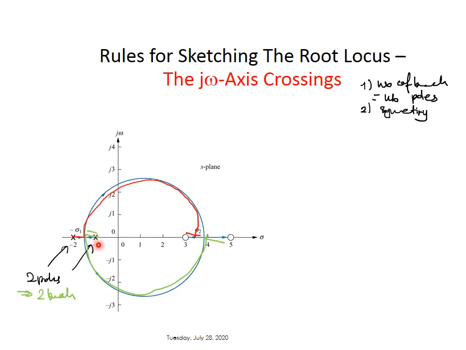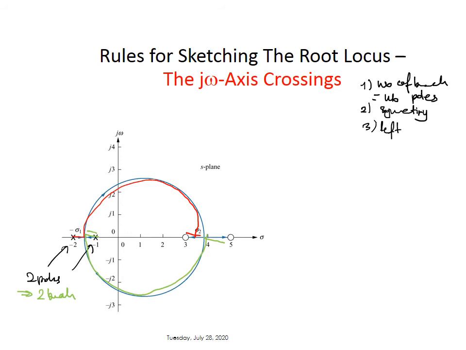What will happen is that the first rule says there will be 2 branches, okay, that will be no problem. The second one is you know that it has to be symmetrical. Now you don't know yet how to plot it, but it has to be symmetrical. So let's take a look at rule number 3. Rule number 3 says the finite branch is always on the left of an odd number.